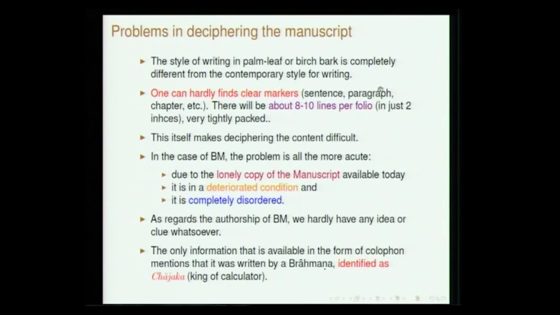So if you look at any typical manuscript, most of them are written in a very, very tight manner. What is written in something like 8 inches by 1 inch or 1 and a half inches or 2 inches, depending upon the palm leaf, can be put in some 2 A4 pages. That is the kind of very, very tightly written and very, very small writing. So it is extremely difficult, unless the scholar is trained, to decipher the content of a manuscript.